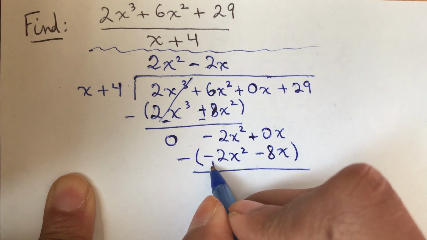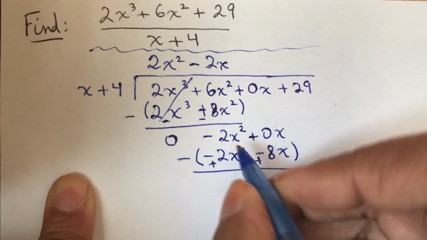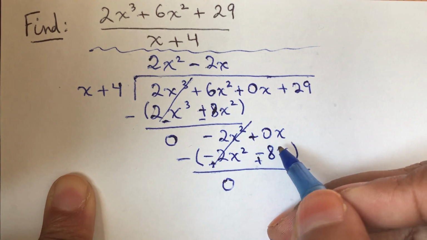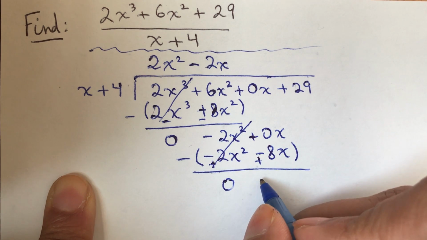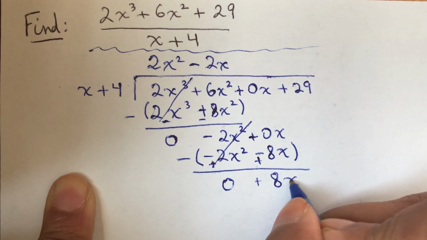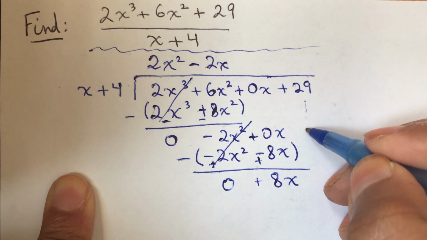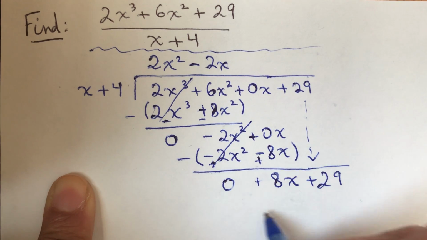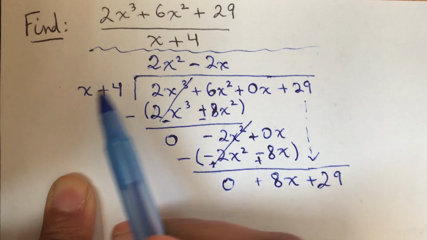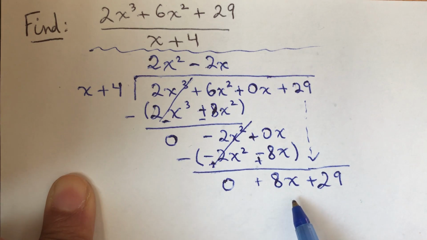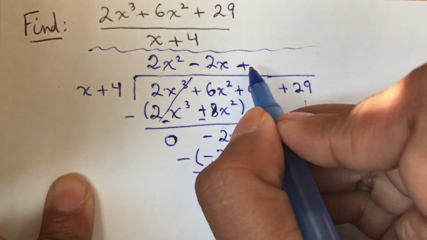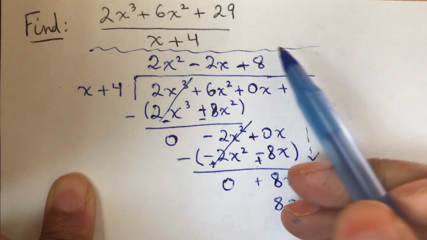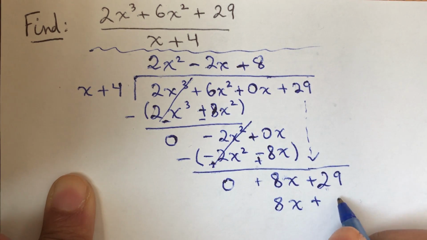Negative times a negative gives me a positive here. Negative 2x squared plus 2x squared crosses out, I get a 0. And then 0x plus 8x, I end up with a plus 8x. I'm going to drop down my 29, plus 29. Okay, let's repeat this again. So I'm going to take x times some number that should give me 8x, and that will be a plus 8. So 8 times x is 8x, and then 8 times 4 is 32.